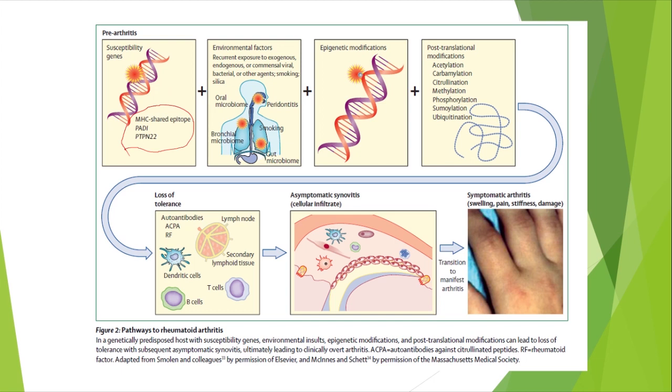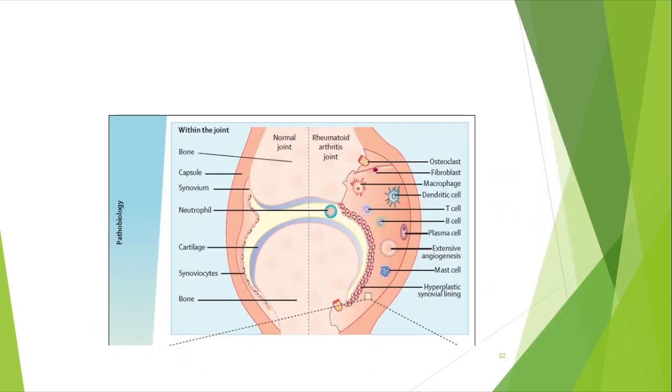All in all, in combinations, leading to loss of self-tolerance that we talked about, and starting to have some cellular infiltration. So you have these T cells going into the areas. At that point, they are a little bit more asymptomatic, and over time there are manifestations leading to swelling, pain, stiffness, and damage, led by many of the inflammatory mediators that we've been talking about for a long time.